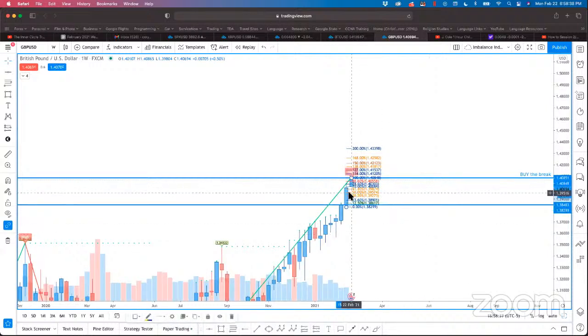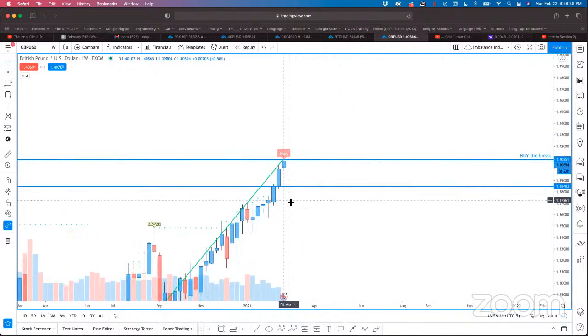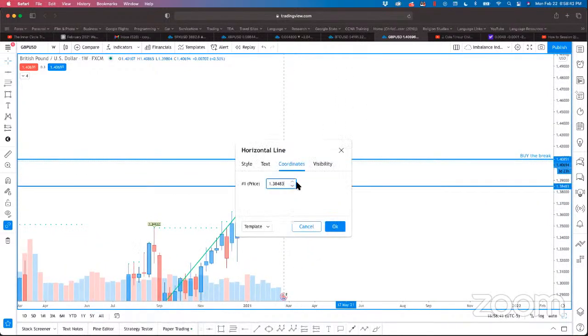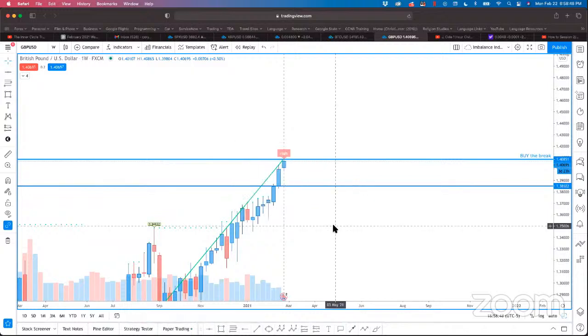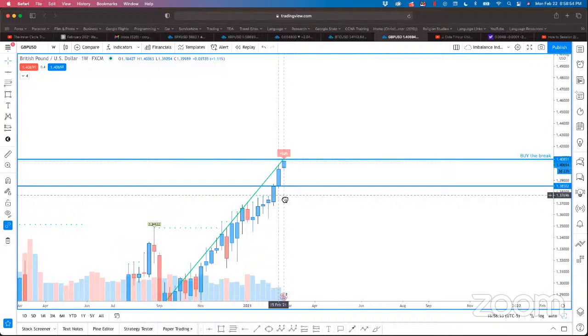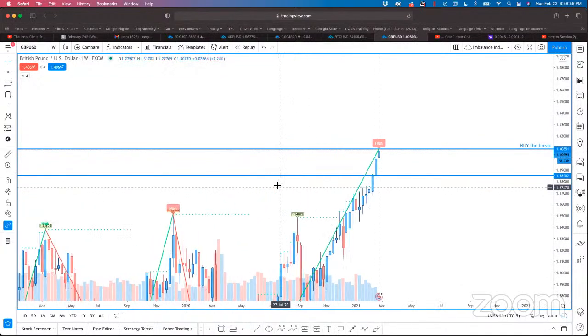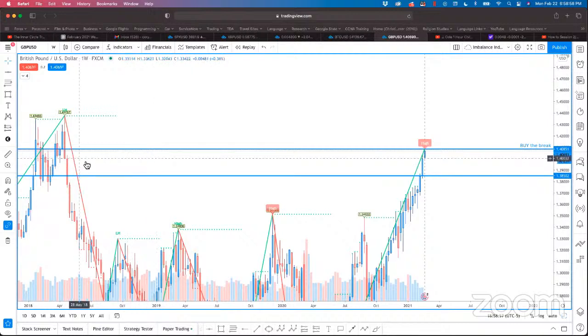Okay. Let me see. 1.38502. This was the entry for the buy. And that one was missed. It hasn't been over here since 2018. Hasn't been here since April 2018.